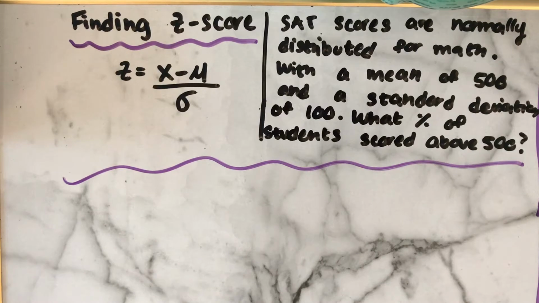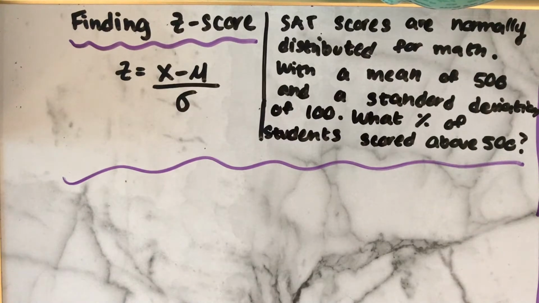So today we're going to be talking about finding the z-score. This is found in statistics a lot. So let's say we're given this problem. The SAT scores are normally distributed for math with a mean of 500 and a standard deviation of 100. What percent of student scores are above 500?